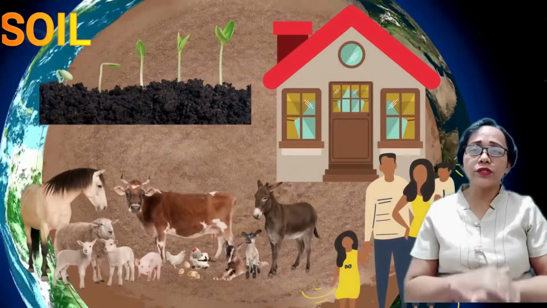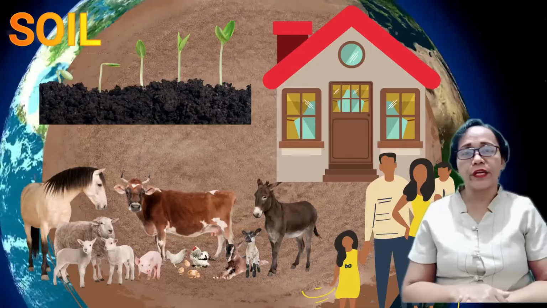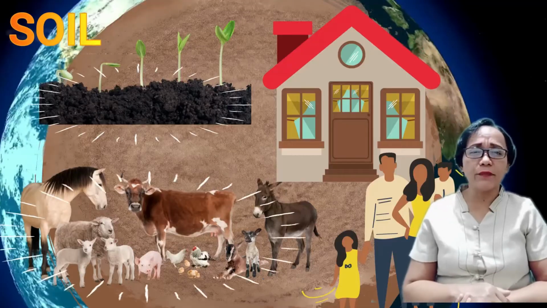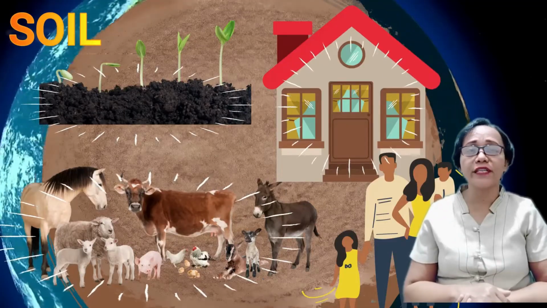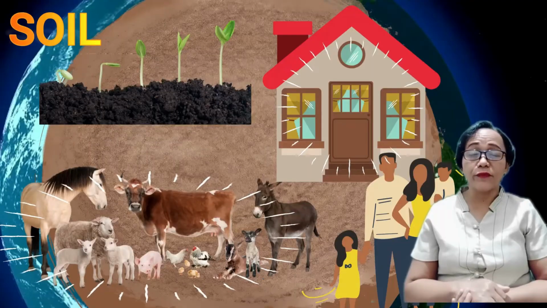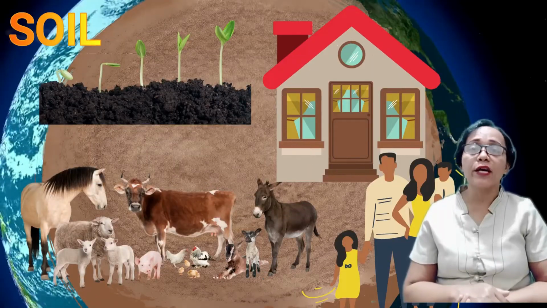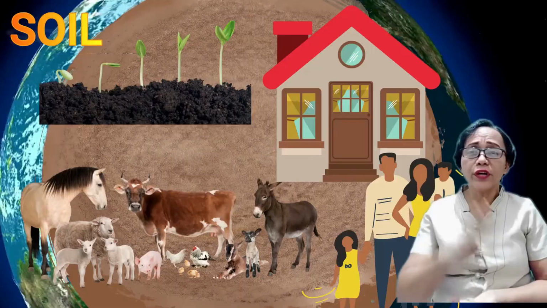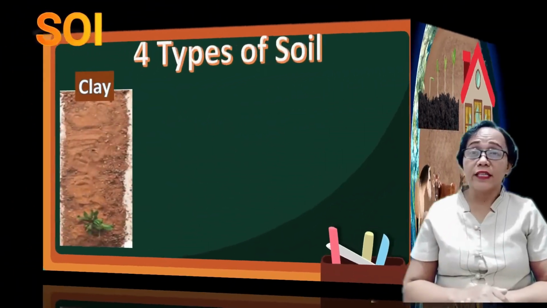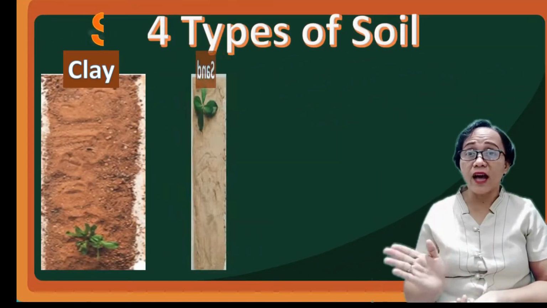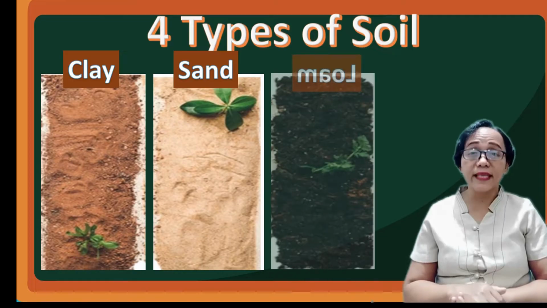Soil covers most of the land part of the earth. We find plants, animals, houses, and other organisms on the soil. We live on the soil and it helps us in many ways. There are 4 types of soil. These are clay, sand, loam, and silt.